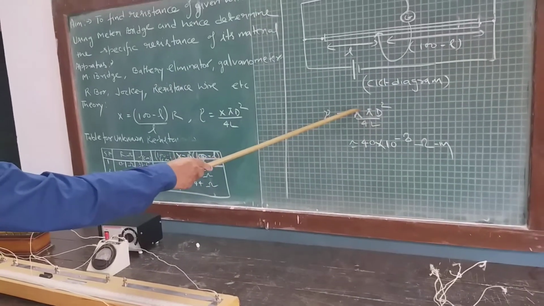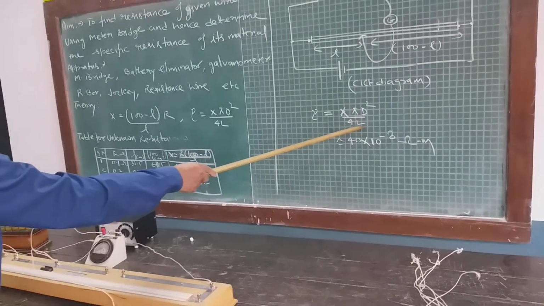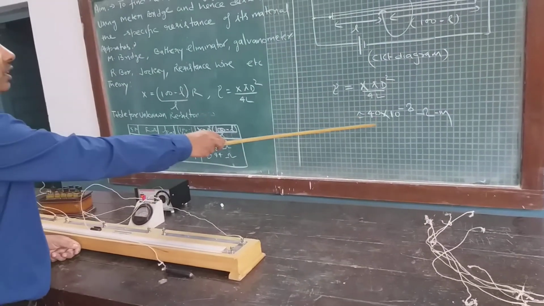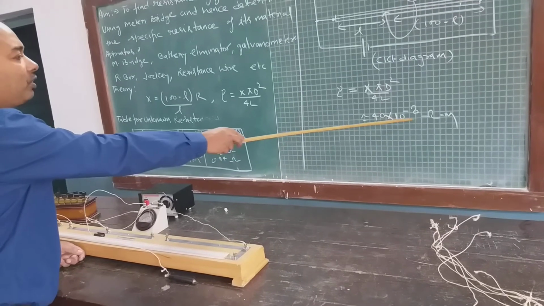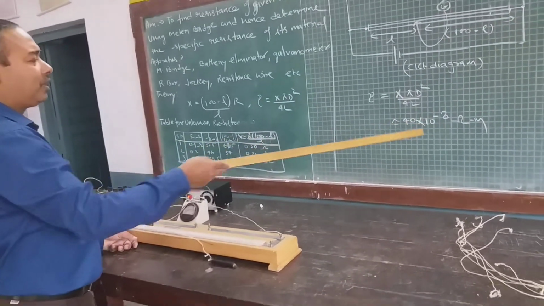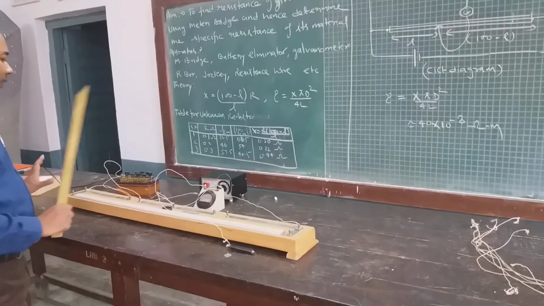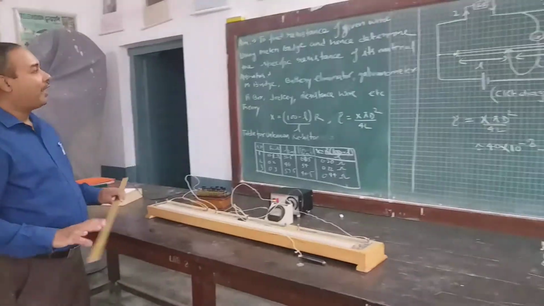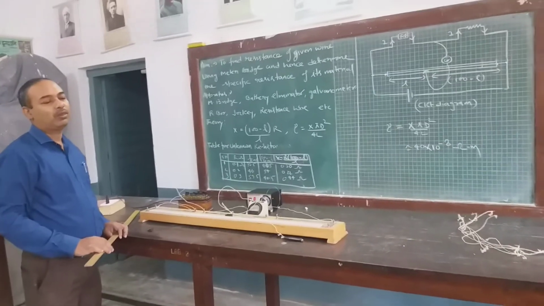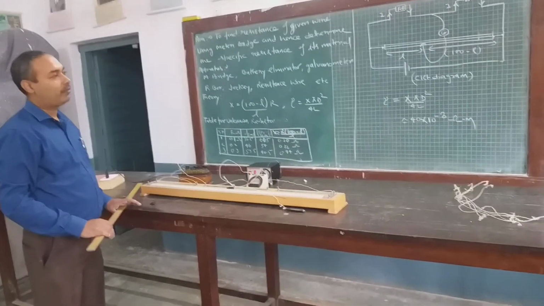Now we will put the values of X, d and L, and after putting the values, what we find is that the specific resistance comes to 40 into 10 to the power minus 8 ohm meter. It may differ from this a little bit. So in this way we can find out the value of the unknown resistance as well as the specific resistance of a given wire.